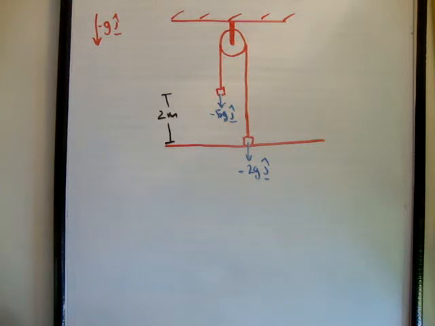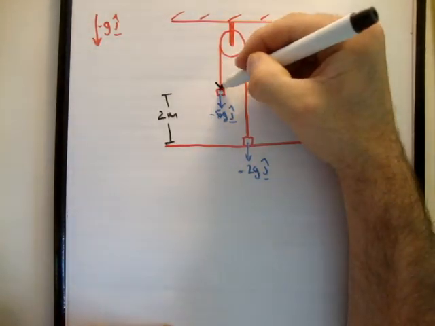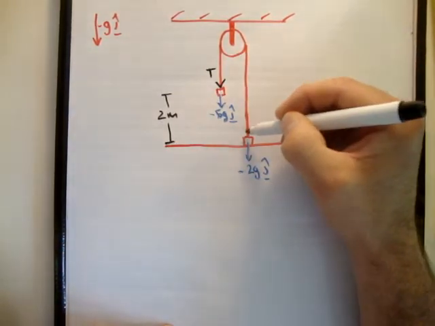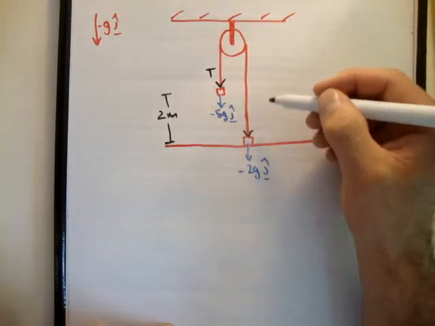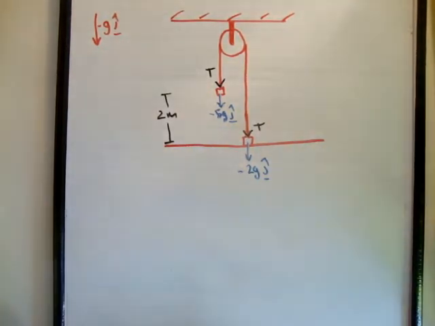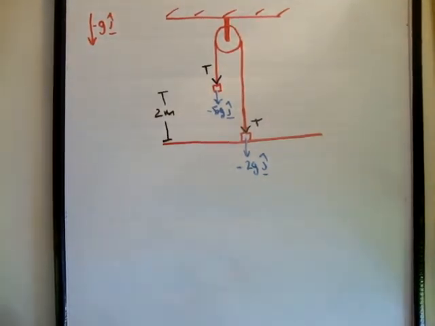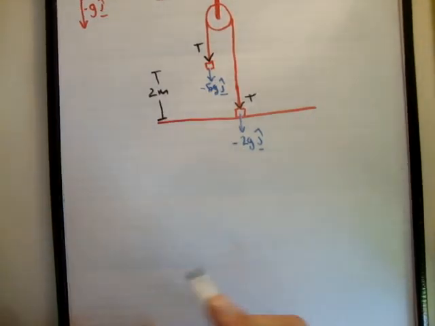We need to find the overall forces. So if there's a force here, that's a tension. That means there's a tension here as well. That's a tension, like that. And what else can we do? Let's just talk about the 5 kilo mass first.